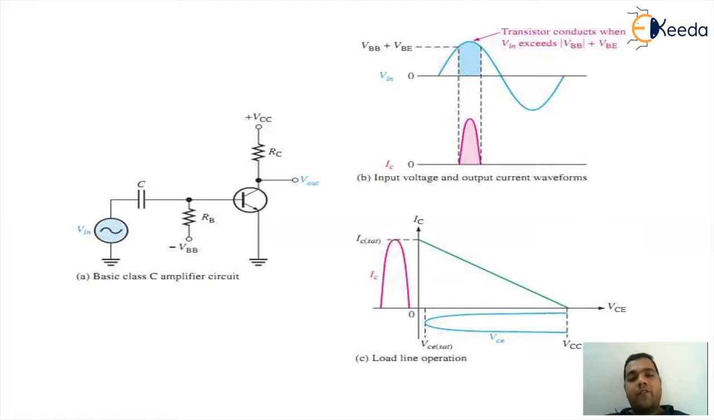Now when you look at the diagram carefully, you can observe that when the input signal exceeds the requirement, that is the magnitude of VBB plus VBE, only then will the transistor turn on. It's a very logical understanding. Suppose I apply minus 5 volts at the base. The transistor can be on only when the base emitter potential becomes greater than 0.7. So first of all, the input signal will nullify the impact of minus 5, so it has to reach 5. That is the magnitude of minus VBB, that is VBB.